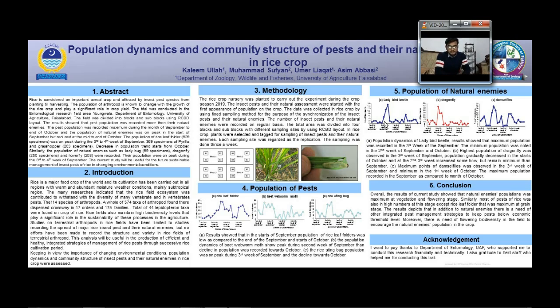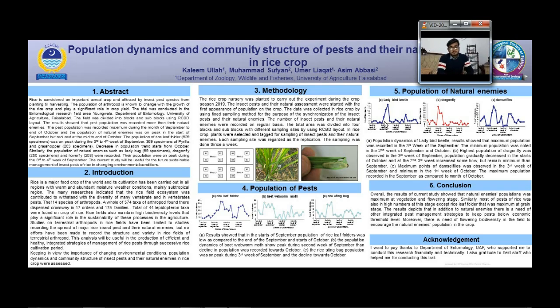Overall, the results of the current study showed that the natural enemies population was maximum at the vegetative and flowering stage. Similarly, most pests of rice were also in high number at this stage, except rice leaf folder, which was maximum at grain stage. The results depict that in addition to natural enemies, there is a need for other integrated pest management strategies to keep pests below the economic threshold level.